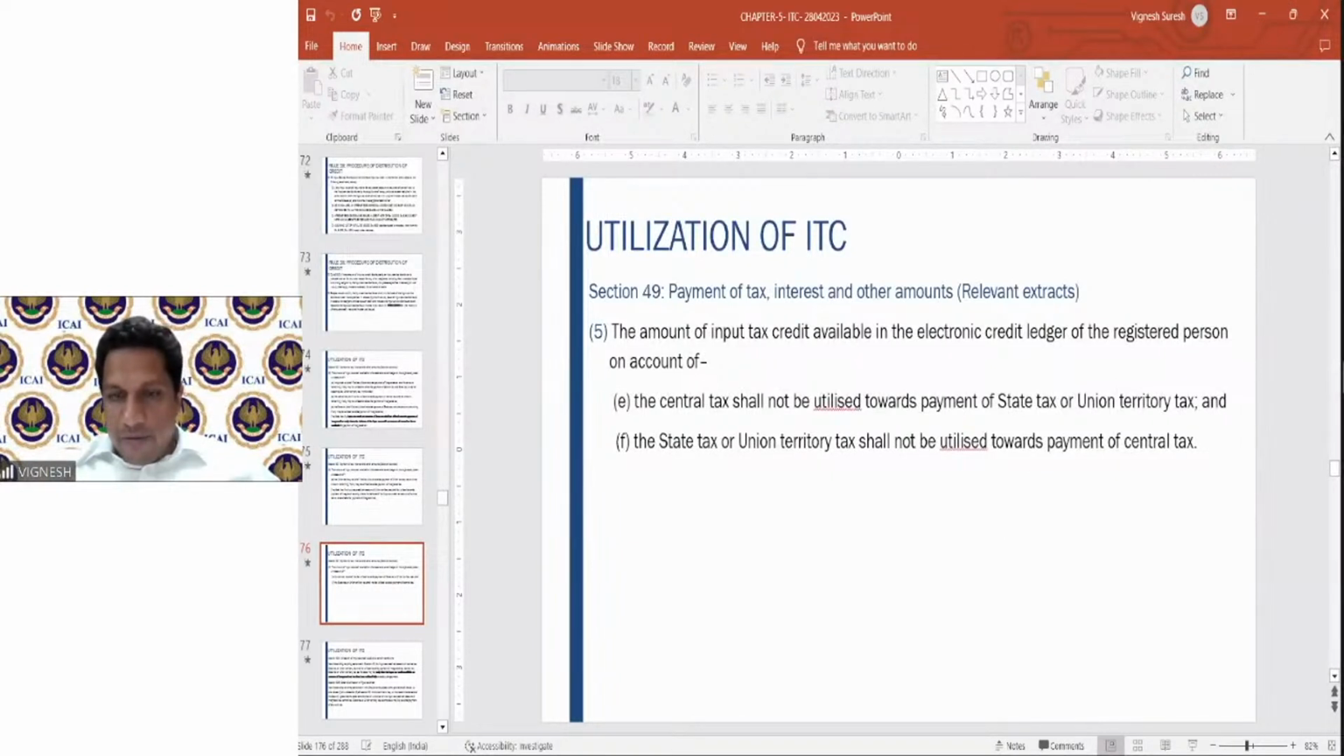Oh, how did you get that 11,20,000? Credit to electronic ledger 40,000, 10,80,000. No. To the extent of the credit attributable to exempt supply, we have to reverse it. Okay.